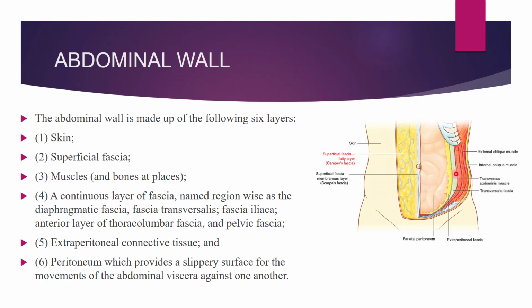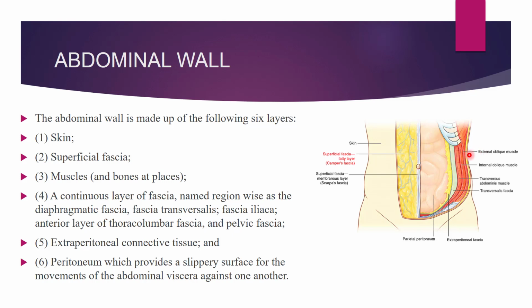After removing this layer, there will be extraperitoneal fat. See here, this is extraperitoneal connective tissue. After removing the extraperitoneal connective tissue, we can see the peritoneum. This will be the parietal peritoneum, which provides a slippery surface for the movement of the abdominal viscera against one another.